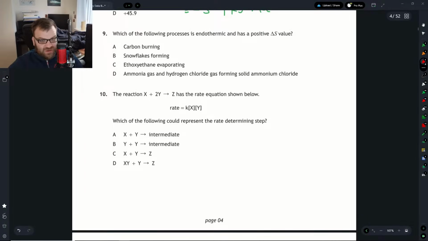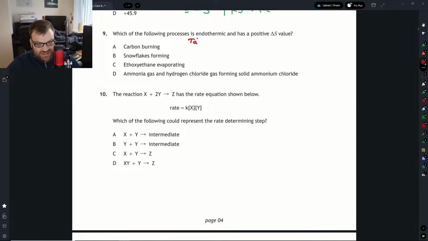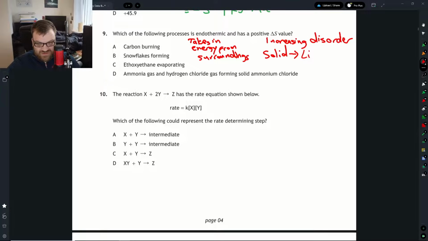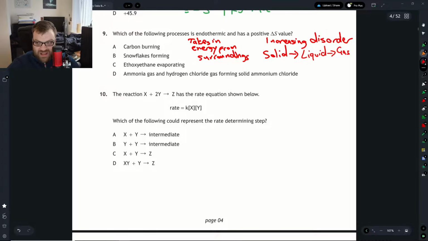Moving on, we're talking about an endothermic reaction. This takes in energy from surroundings. And positive entropy change. We are increasing disorder from a solid to liquid or liquid to gas. Let's have a look here. Burning gives out energy. It's exothermic. Get rid of that one.